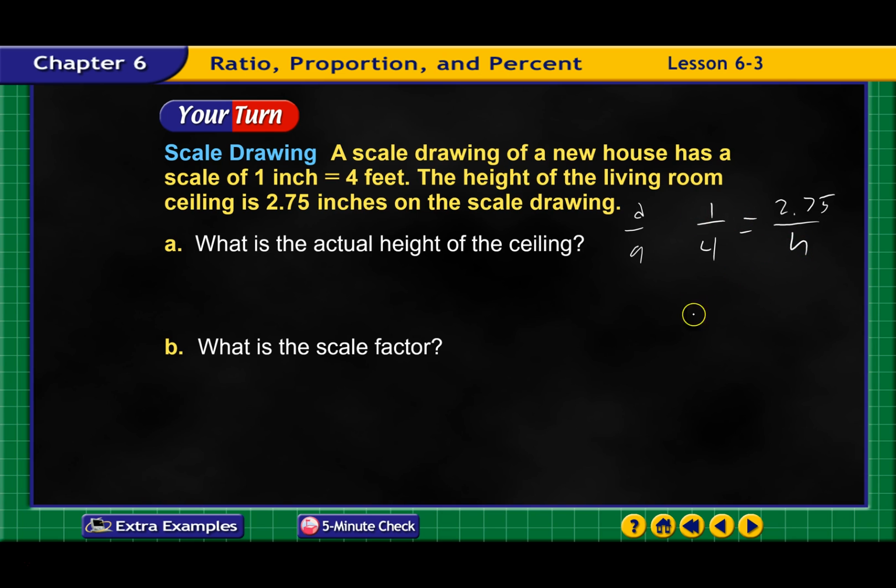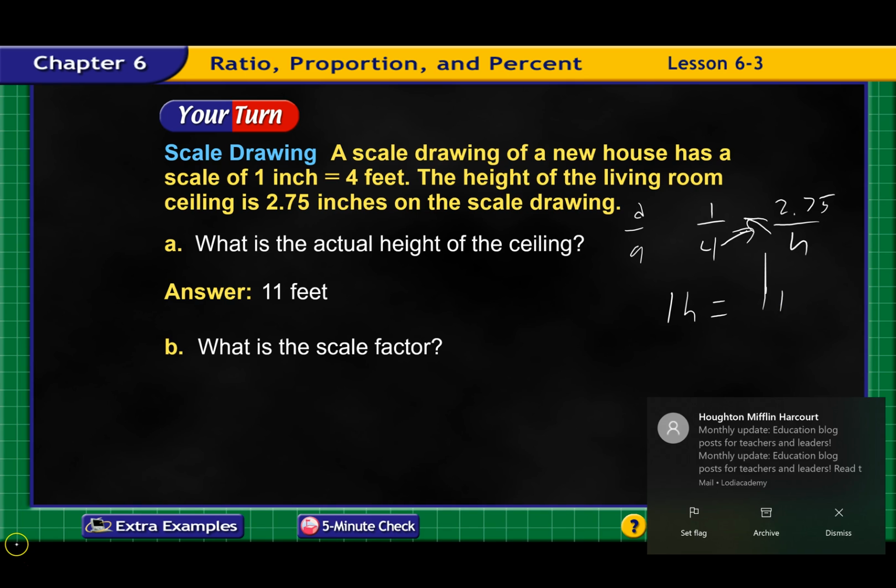So we'll do h. So we cross multiply, which gives me 1h equals, let's punch that in my calculator, comes out to 11. So the actual height will be 11 feet.